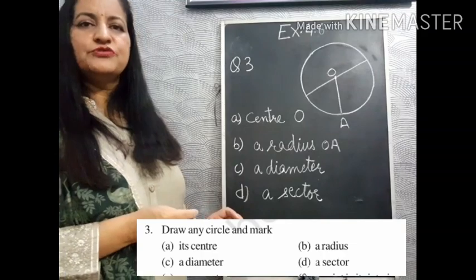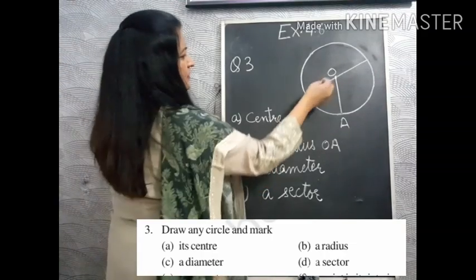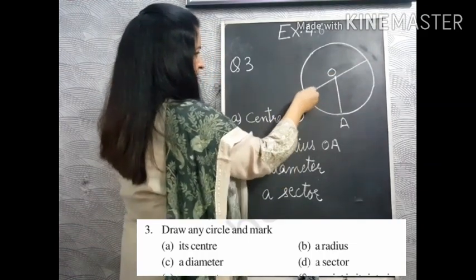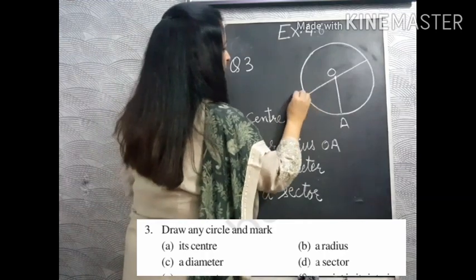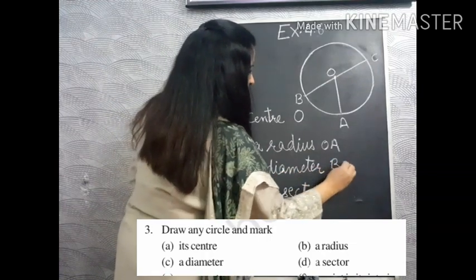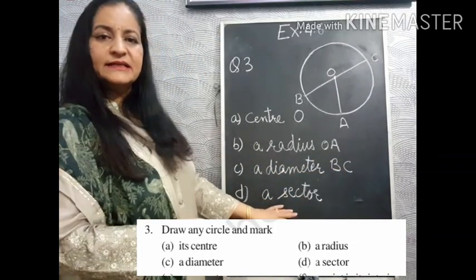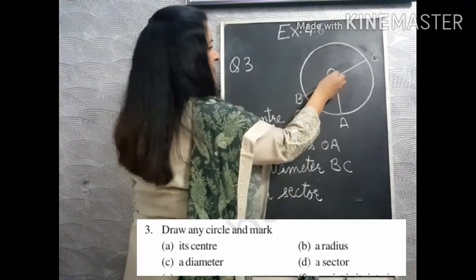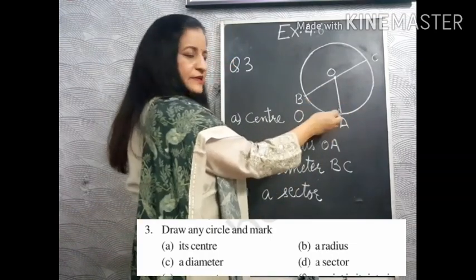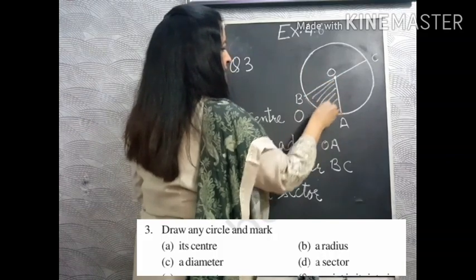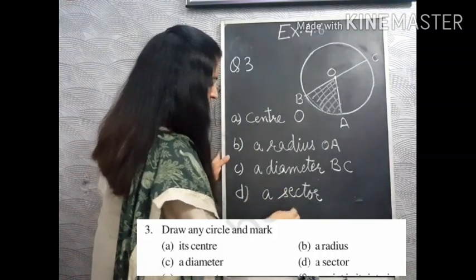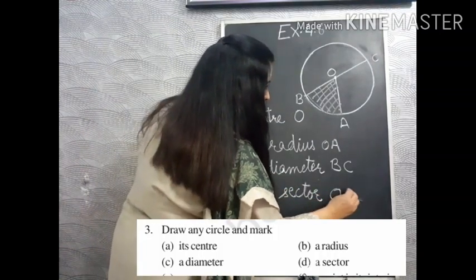Now C part is we have to draw a diameter. Look here. This line is diameter. It is touching the circle at both ends and passing through the center. and we can name it BOC. So diameter is BC. Now a sector. I already told you what a sector is. Sector is when two radii and arc between them. This whole area is called sector. Right? So sector is OAB.